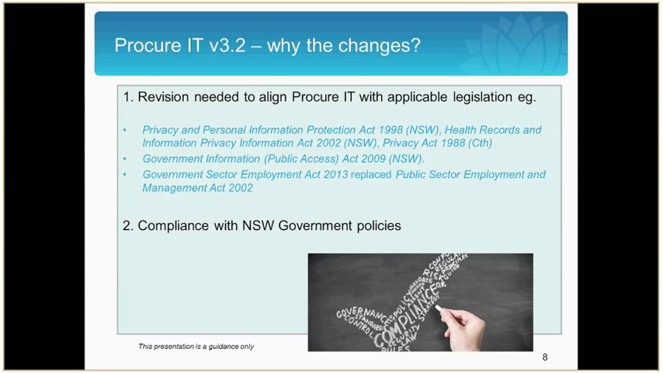Also, Procure IT version 3.2 was introduced to assist government agencies to comply with relevant government policies. For example, the New South Wales Government Cloud Policy and the New South Wales Government Digital Information Security Policy. Additionally, the changes address issues raised in consultation with New South Wales government agencies and suppliers on Procure IT version 3.1.